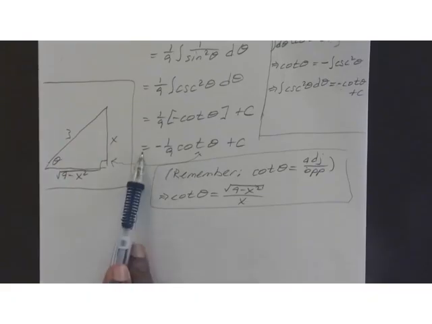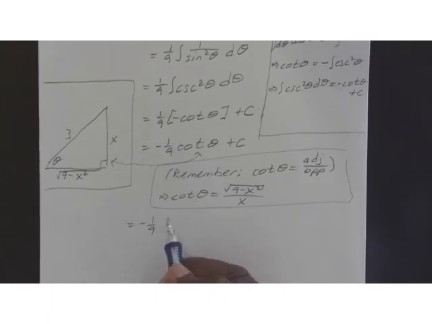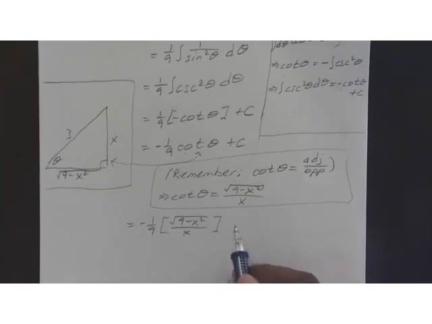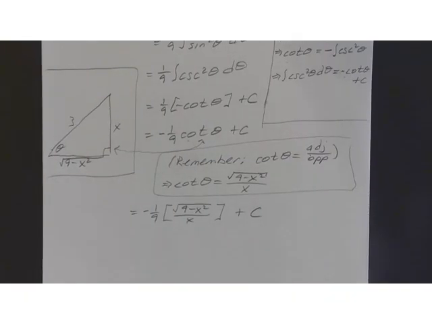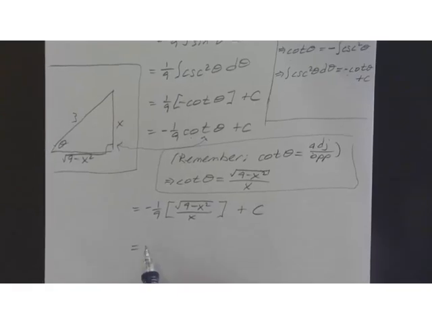So that means we go from this to equal negative 1/9. And we can replace cotangent of theta with the square root of 9 minus x squared divided by x, plus c. Or we can simplify it a little bit more and just make it negative square root of 9 minus x squared divided by 9x plus c.